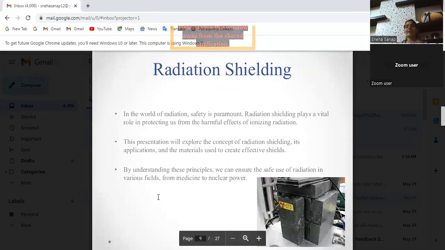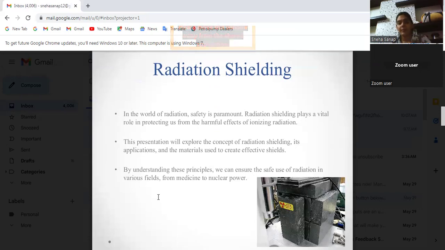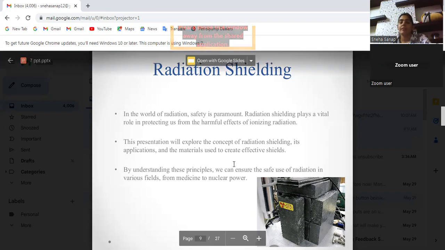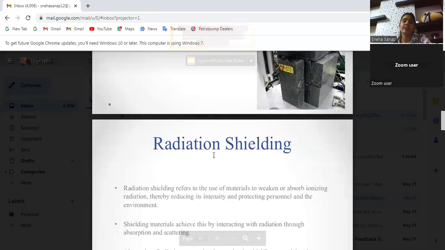Radiation shielding. Basically, radiation shielding plays a vital role in protecting against the harmful effects of ionizing radiation. This presentation will explore the concept of radiation shielding, its applications, and the materials used to construct effective shielding. By understanding the principles, we ensure the safe use of radiation in various fields, from medicine to nuclear physics. In nuclear power and nuclear physics, radiation shielding is very important.